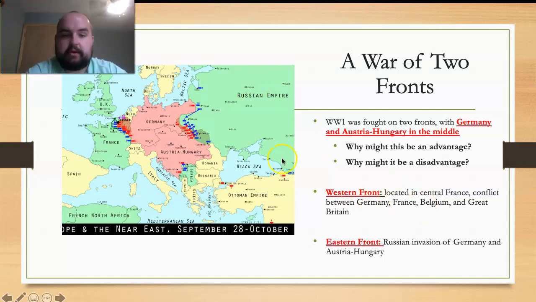The Western Front was located primarily in central France, as you can see right around in here. This is where conflict occurred between France, Germany, Belgium, and Great Britain primarily. The Eastern Front primarily consisted of the Russian invasion of Germany and Austria-Hungary.